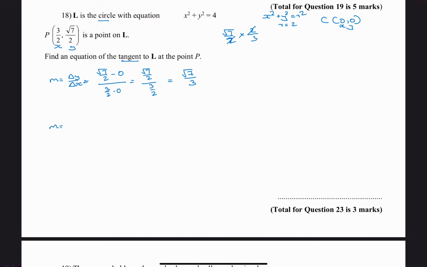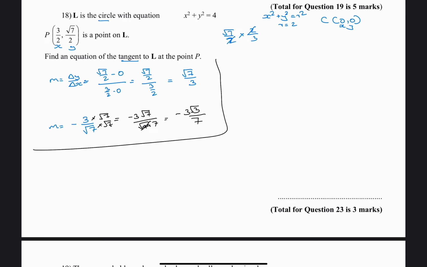I want the tangent, which means you have to do the perpendicular thing. So that would be minus 3 over root 7. Okay, if it's minus 3 over root 7, we can't leave it like that, because we can rationalize this, times it by root 7. That gives you minus 3 root 7 over root 49, which is basically a 7. So it's minus 3 root 7 over 7. That's the gradient you're going to use.